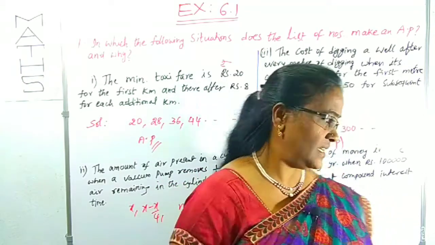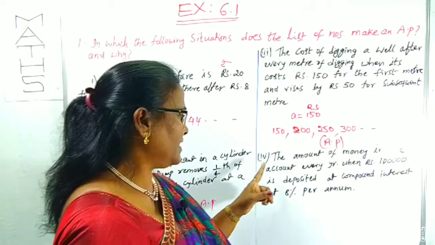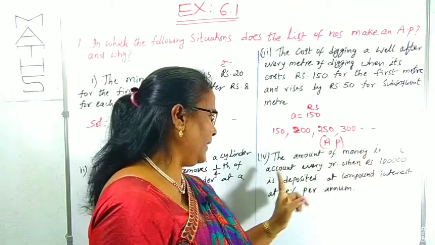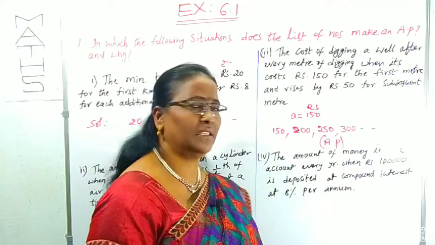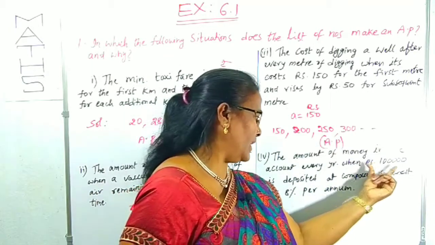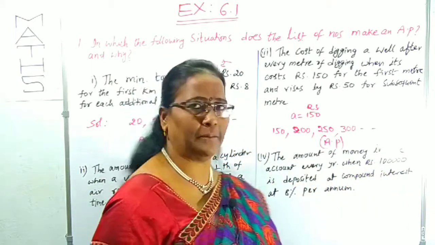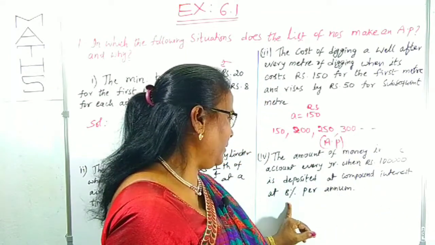Clear? Right. Now come to the fourth bit. What is given? The amount of money in the account when rupees 1 lakh is deposited every year in the bank, at compound interest of 8% per annum.